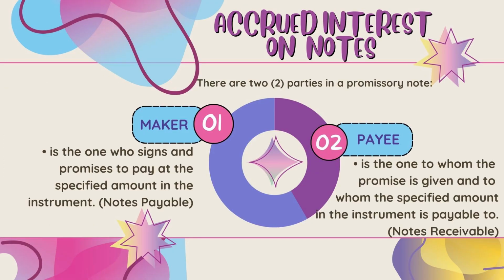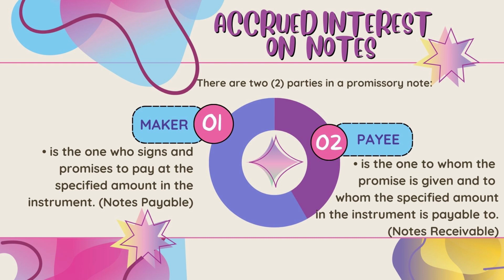Accrued interest on notes. A promissory note is an unconditional promise in writing made by one person to another, signed by the maker, engaging to pay on order or to bearer a sum certain in money, on demand, or at a fixed determinable future time.